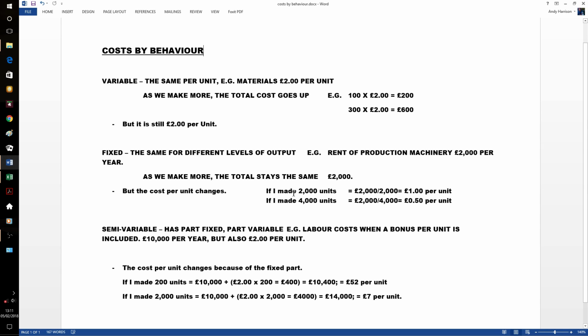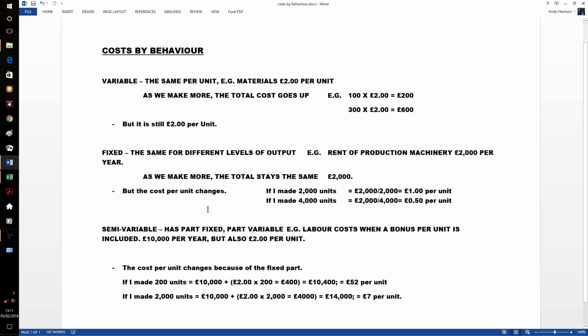So if I made 2,000 units, £2,000 divided by 2,000 units works out at £1 per unit. If I made twice as many units because I'm busy, that's £2,000 for 4,000 units, it works out at 50p per unit. Economies of scale.